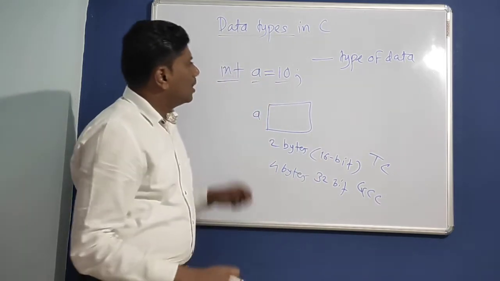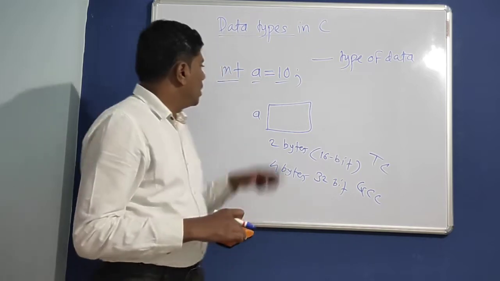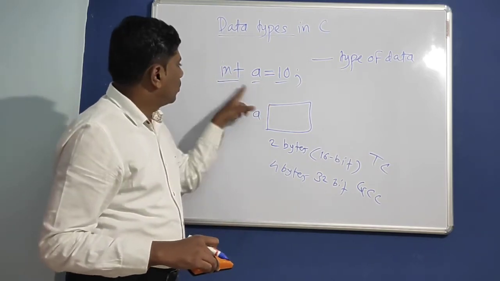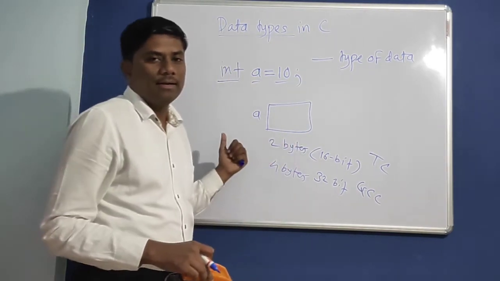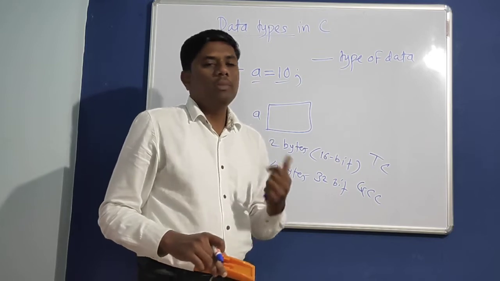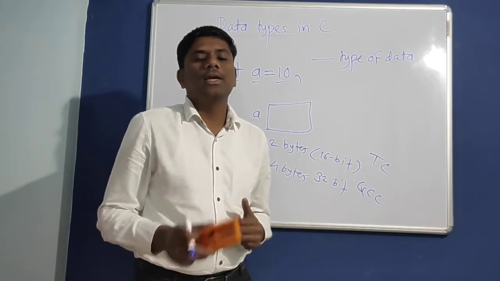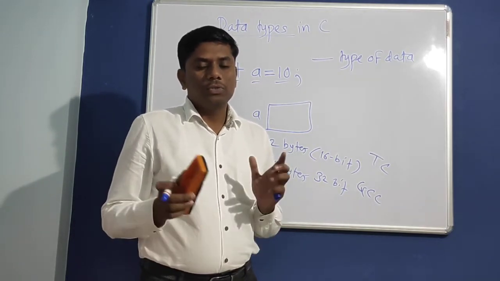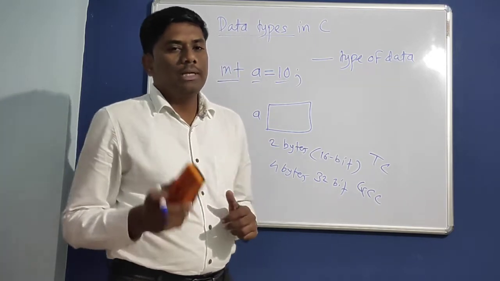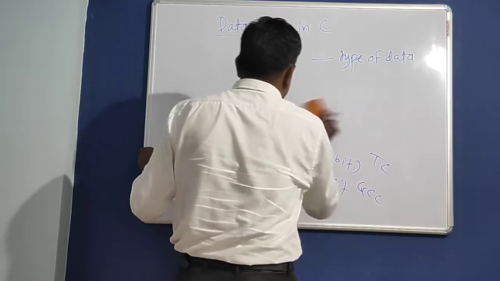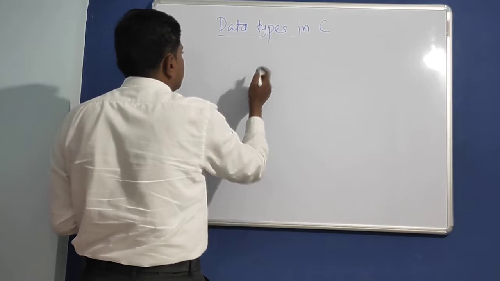So data type also tells you how many bytes will be reserved for a variable. If it is a float, then 4 bytes of memory will be reserved. If it is a character, then 1 byte of memory will be reserved for your variable. So these two things are given by data type. I hope you have cleared the concept of data type. Now we'll see which are the types of data type in C.